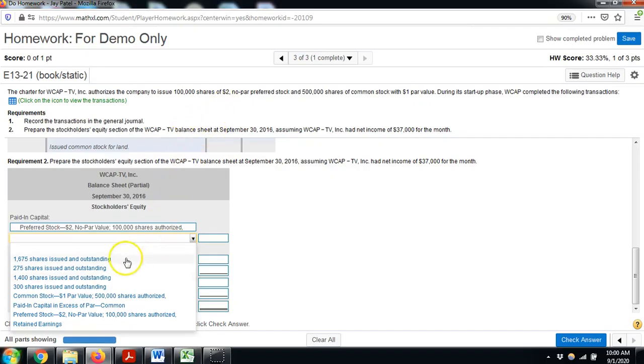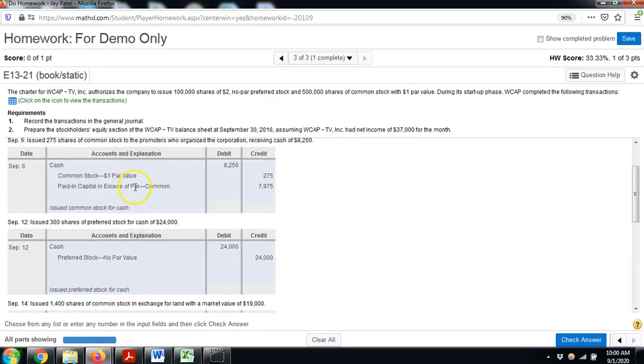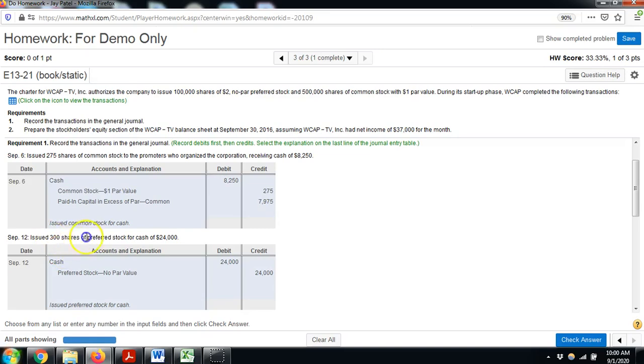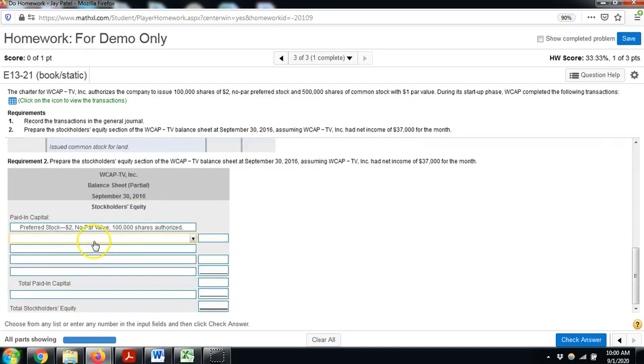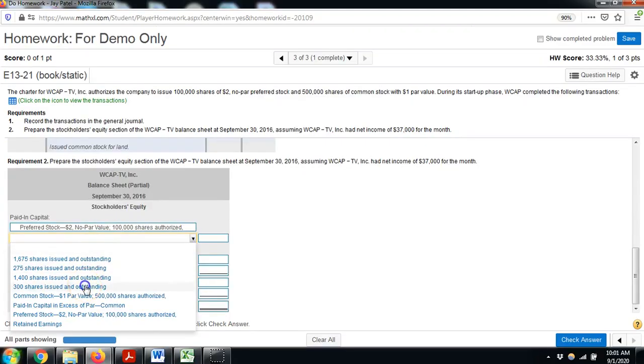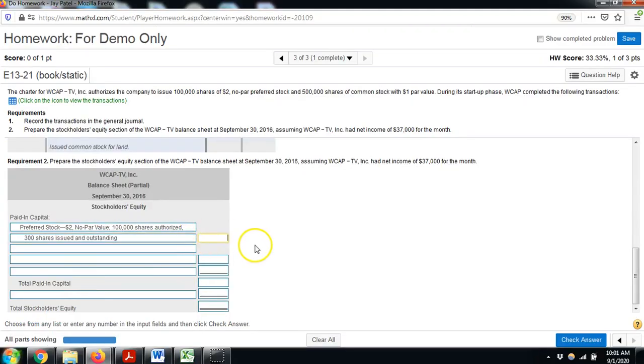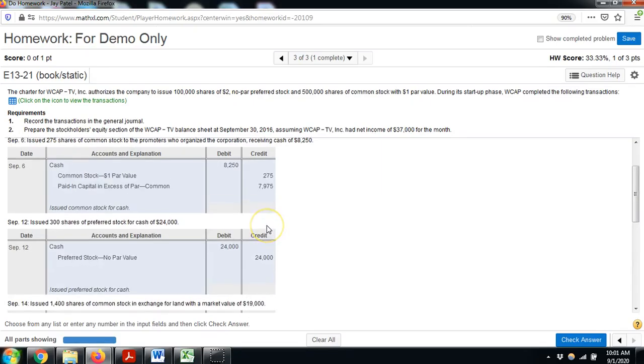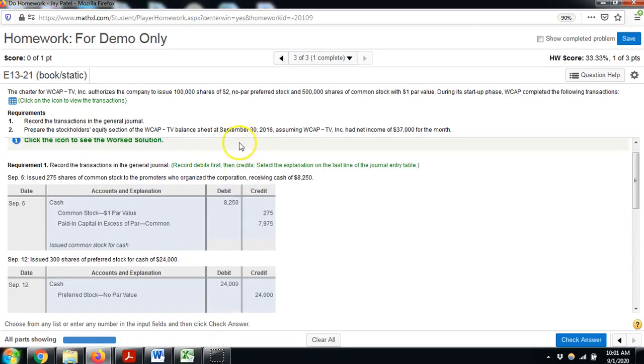Okay, so we have 100,000 shares authorized. Actually, that's already included here. So how many shares did we issue? 300 shares of preferred stock. And the value of it, we saw, was $24,000.